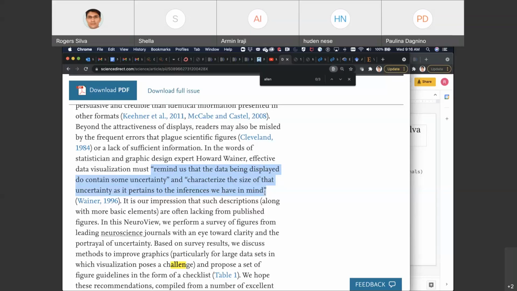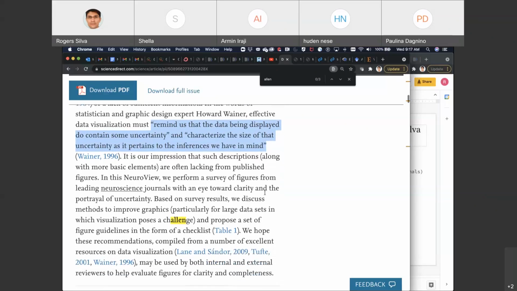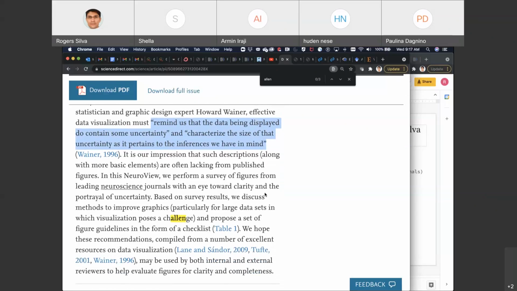And also that visualizations characterize the size of that uncertainty as it pertains to the inferences we have in mind. So if we're trying to compare groups, make sure that those measures of uncertainty, say if you're displaying variance, represent maybe a confidence interval instead, depending on the kinds of tests or inferences you're trying to make.